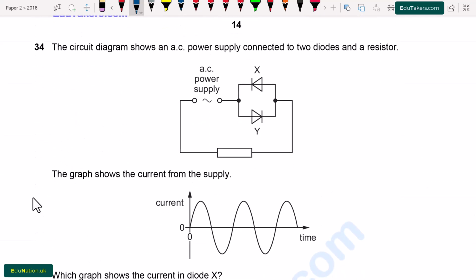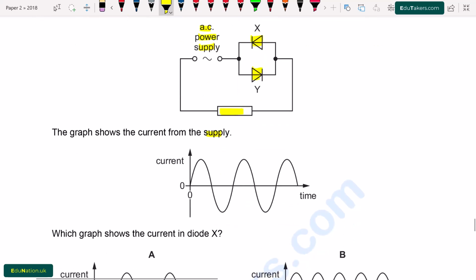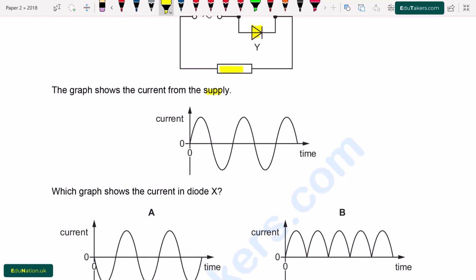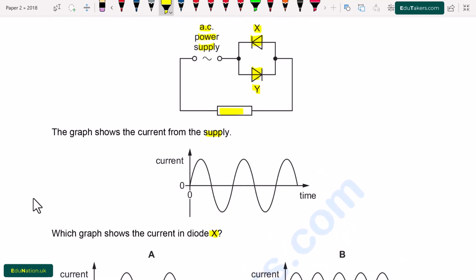Question number 34. The circuit diagram shows an AC power supply connected to the two diodes and a resistor. So there are two diodes X and Y, and there is also the resistor. AC power supply is here. The graph shows the current from the supply. So this is basically alternating current. Which graph shows the current in the diode X? Here we can see that there is a current and time graph, and it is an alternating current wave.